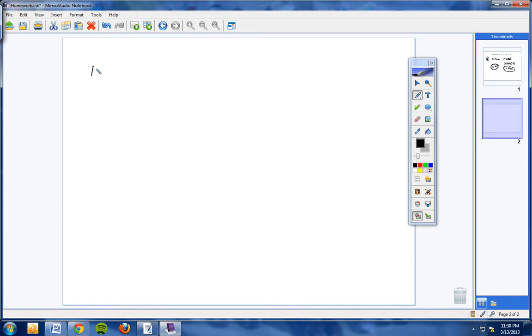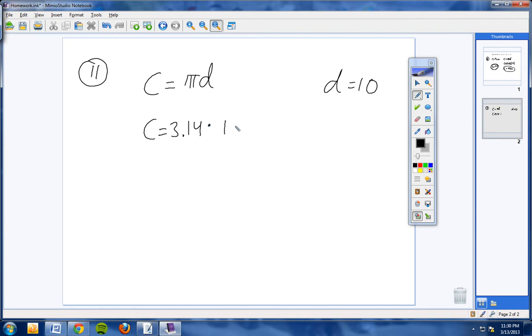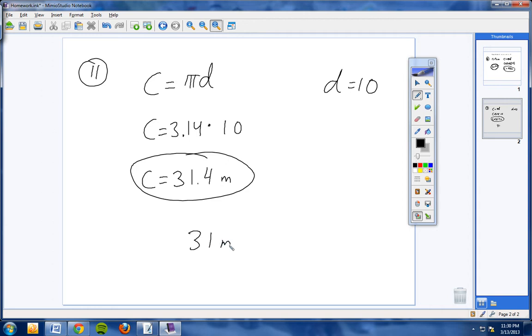Okay, number 11. Number 11, we're going to find the circumference of a circle that has a diameter of 10. So the diameter is 10. Well, very simply then, for pi, we're going to put 3.14, and for the diameter, we're going to put 10. Multiply those together, and you will get 31.4 meters. I think they asked you to round to the nearest whole number in the directions, so really, you should put 31 for your answer.